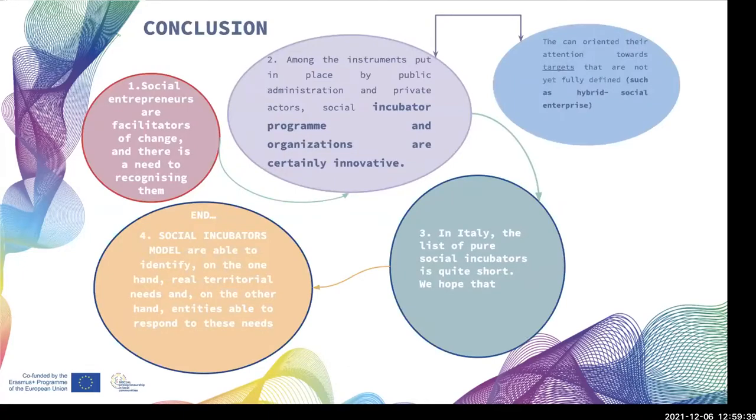Some conclusions: social entrepreneurs are facilitators of change. So we really need to recognize them and their important role for reaching sustainable development. Among the instruments put in place by public but also private actors, social incubators are innovative, also because they can orient their attention towards targets that are not yet fully defined, such as hybrid organizations. As I said, in Italy the list of pure social incubators is quite short. And they are very important because on one hand, they can understand what the real needs of a territory are. And on the other hand, they are able to understand which are the entities that can best respond to these needs.